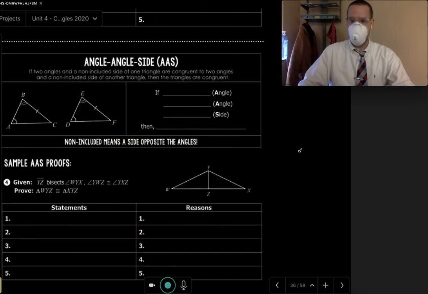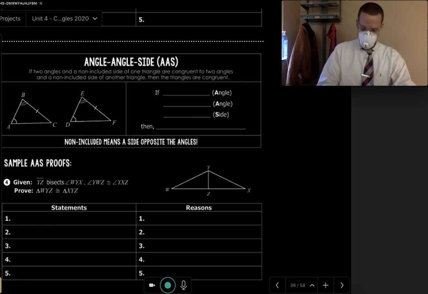Mr. Hissner here, and today we're going to continue with triangle congruencies. Now this is our fourth way to prove that two triangles are congruent, that the two triangles are the same triangles. And today we're going to look at what is called angle side. So here we have some angle sides.